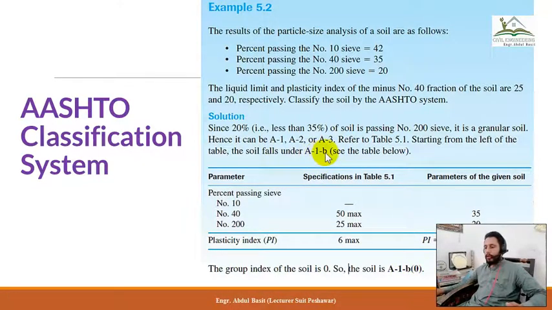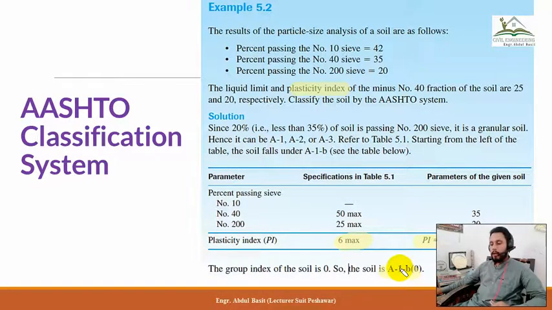So if it is in A1B, then look at this calculation here. You can see that it is plasticity index, but in the statement here it is already written that the plasticity index is 20. So this statement is a bit wrong. This is not the plasticity index, this is actually the plastic limit. So calculating, plasticity index will be equal to liquid limit minus plastic limit, which will be equal to 5. So it will fall under the group index of 6 maximum, and then it will fall in the group A1B.